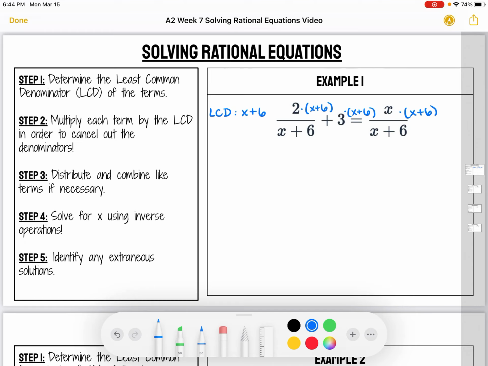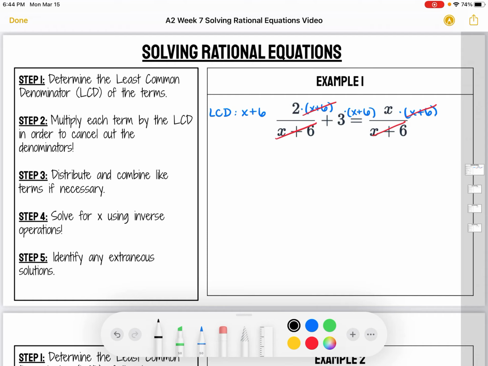So now I've multiplied all my terms by x plus 6, and that's perfect because I'm going to cancel out in the first term. That cancels out my entire denominator, which is exactly what I wanted. I want to be able to solve this equation without having any more denominators. My second term doesn't have a denominator, or it has a denominator of 1, so nothing cancels out. And then my last term, the x plus 6, cancels out again. That's exactly what we wanted.